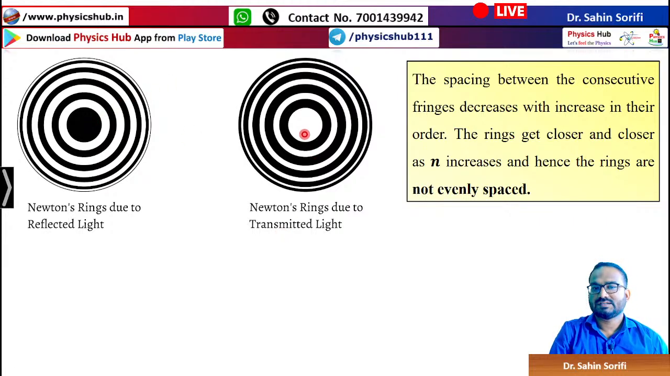For transmitted light, it is just the opposite. It starts with white, then black, white, black, and so on. The spacing between consecutive fringes decreases with increase in their order. The rings get closer and closer as n increases. n means the order, so these are higher order rings. As n increases, the rings are not evenly spaced.